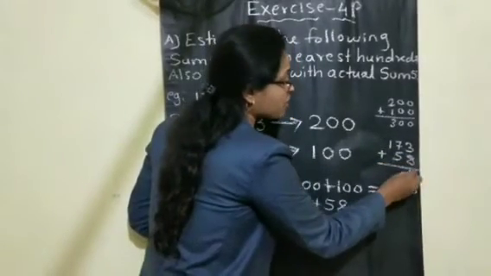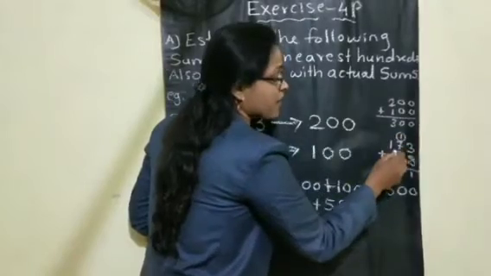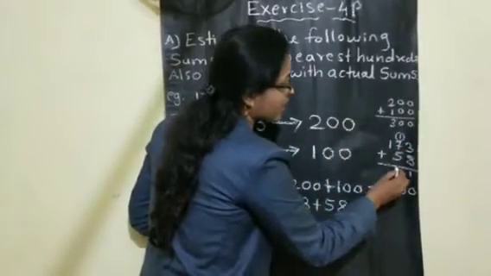8 plus 3, how much? 11. 7 plus 5, 12. 12 plus 1 carry, 13.